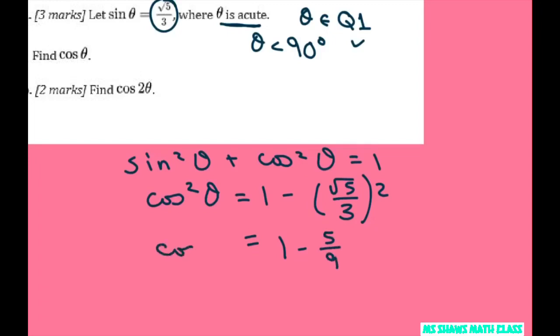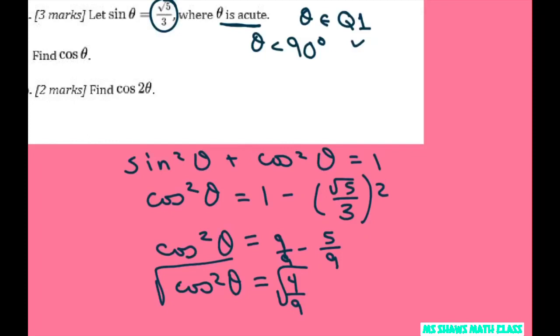If you change this to 9 divided by 9, that gives you 4/9. So take the square root of both sides of the equation. Don't forget your plus and minus. It has to be plus or minus 2/3 equals cosine of theta.